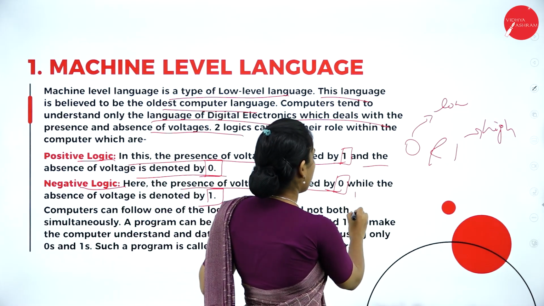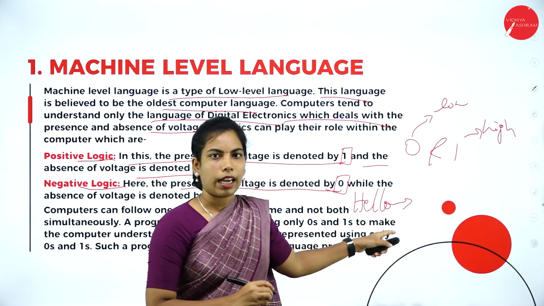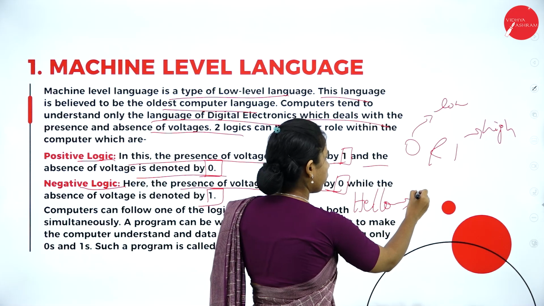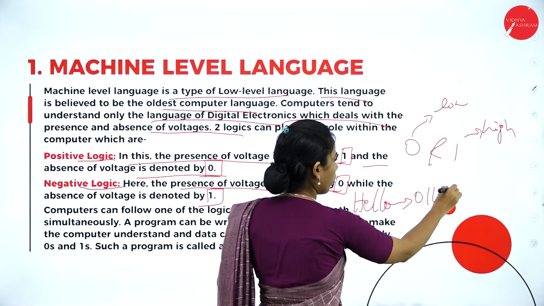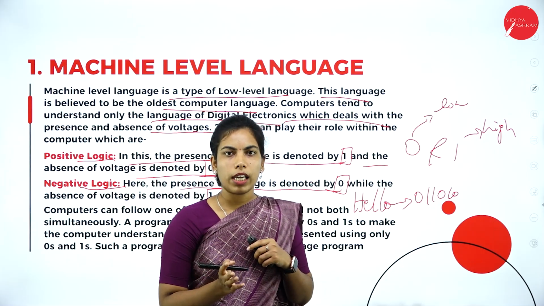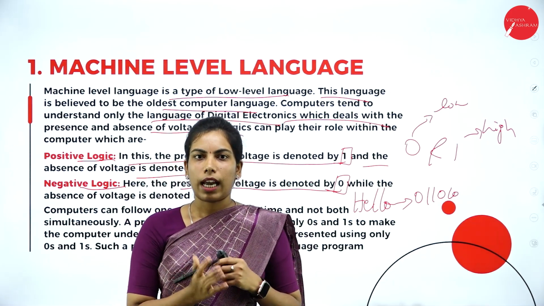If I write a code like hello in a high level language, the machine or the computer can understand it only as zeros and ones: 0, 1, 1, 0, 1, 0. This is what hello is converted into in machine level language, that is zeros and ones. This is what we can call machine level language.